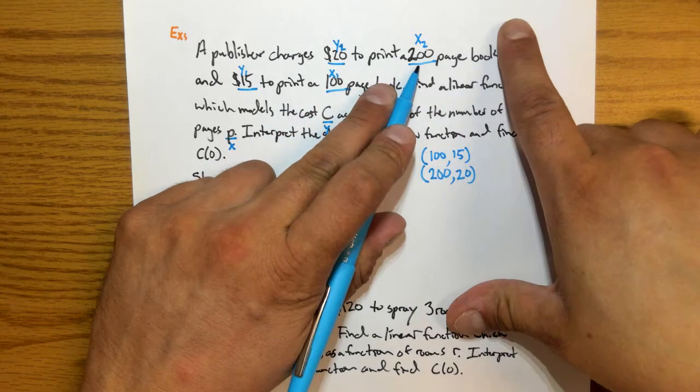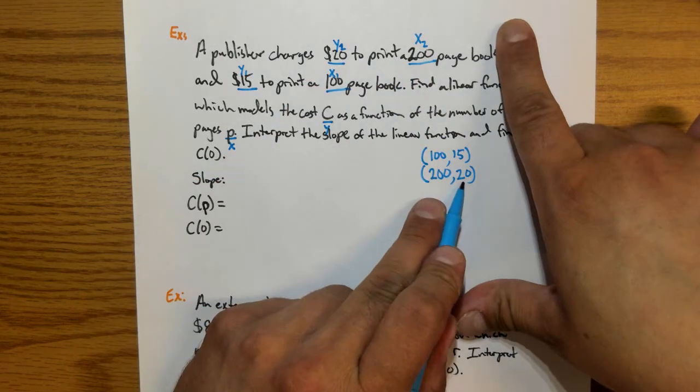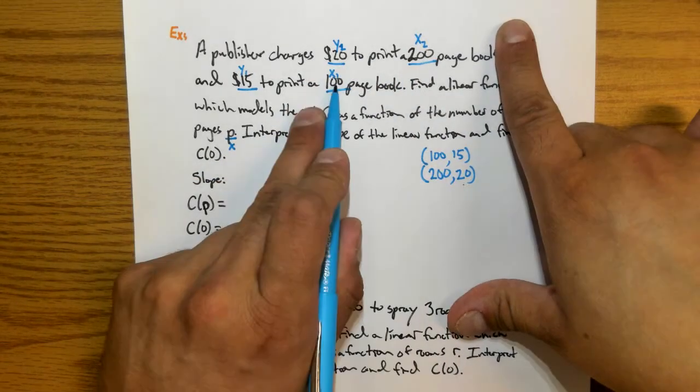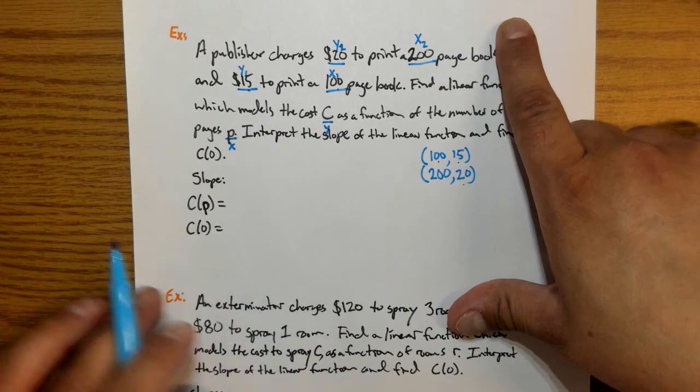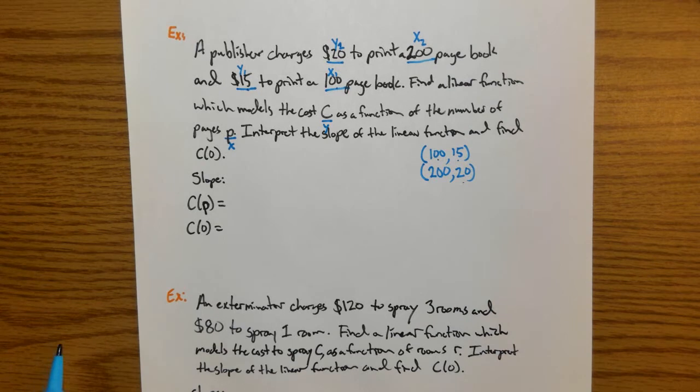At 200 pages, it's $20. At 100 pages, it's $15. So that's our relationship that we're given.